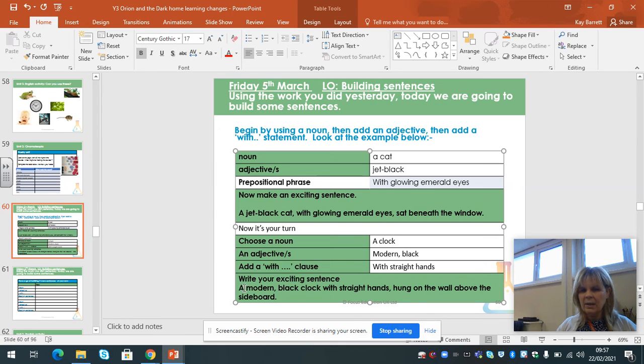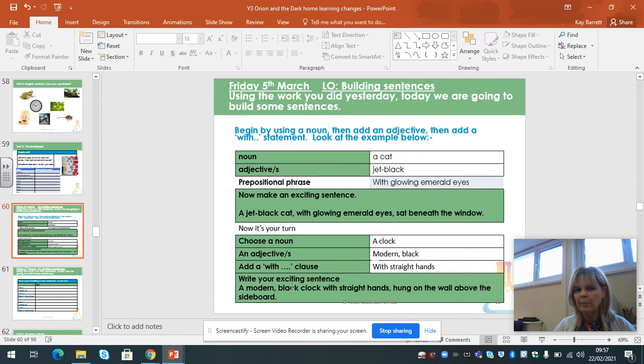I've got a capital letter to start, I've got a full stop at the end, and my sentence makes sense. So I've read it back, I know it makes sense. I've got my noun in there, I've got my adjectives, my describing words, and I've got my prepositional phrase, which in this case I'm going to try and use phrases that have "with" in them. A modern black clock with straight hands hung on the wall above the sideboard.